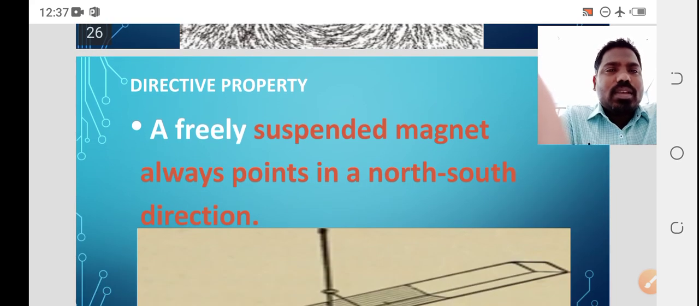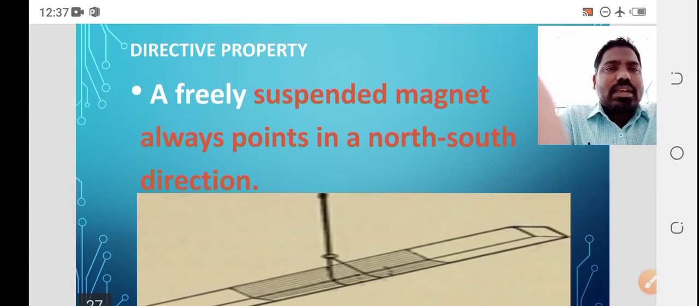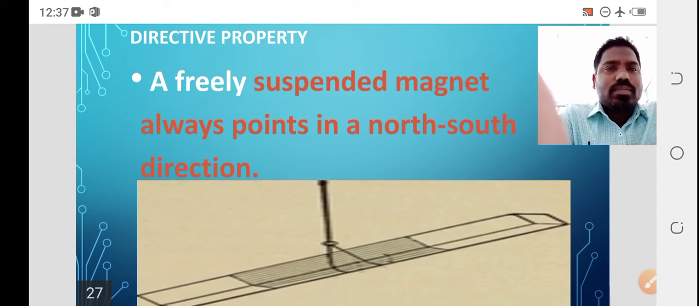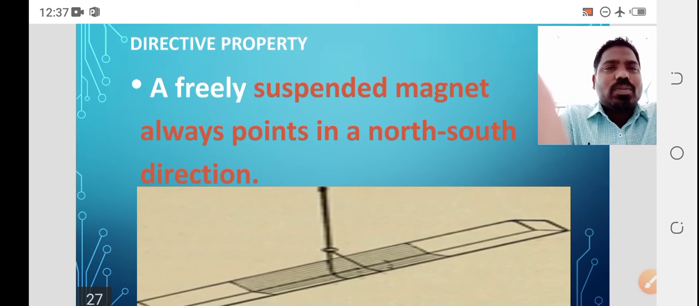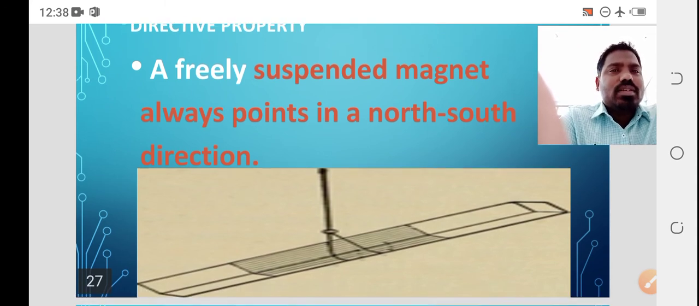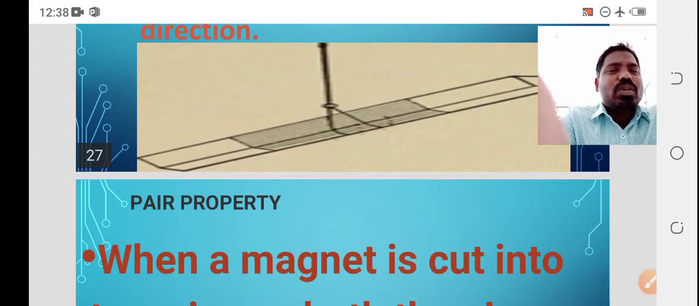Directive property. A freely suspended magnet always points in a north to south direction. What is the directive property? When you suspend a magnetic material freely, it always shows the north to south direction. This is called the directive property.